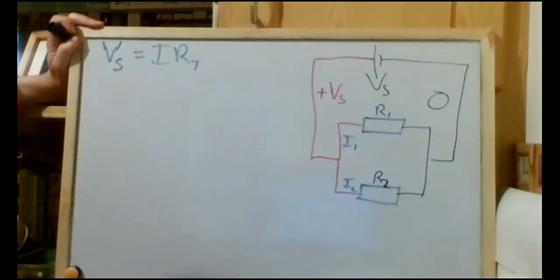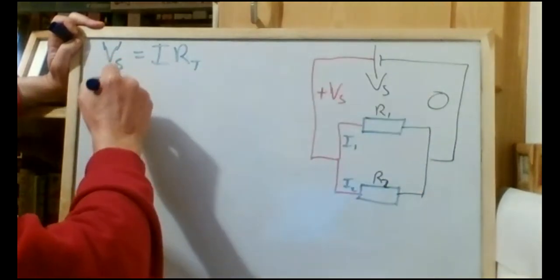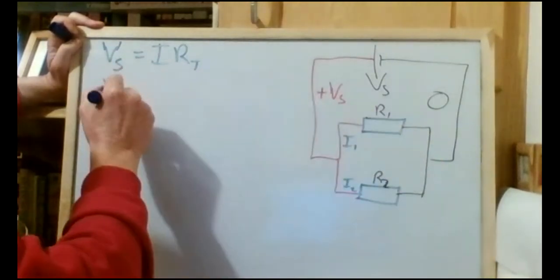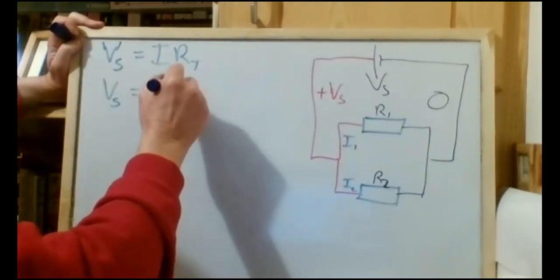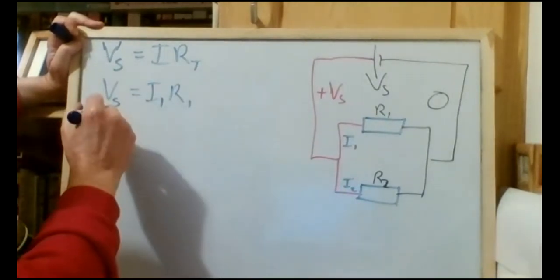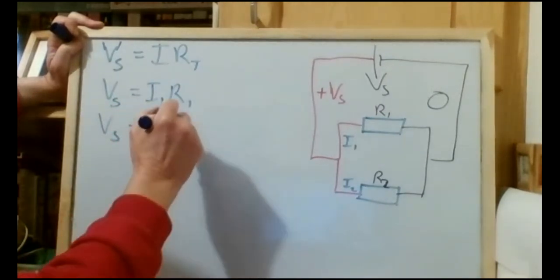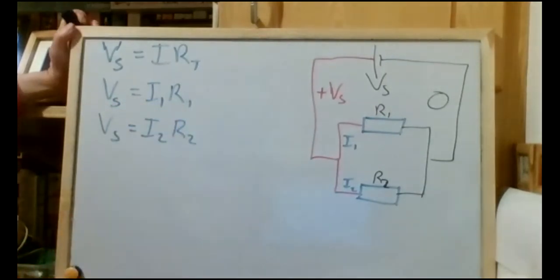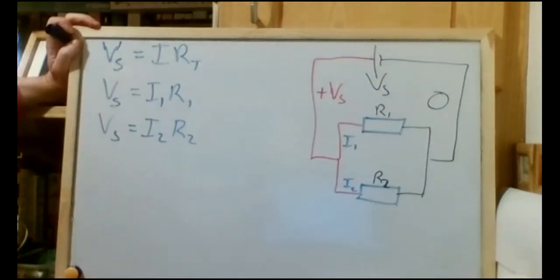And then we're going to apply Ohm's law to each of the individual resistors. Same principle as last time. So look at that resistor. The voltage across it is Vs again, and it's equal to I1 R1. And this resistor, the voltage across it is Vs, and that's equal to I2 times R2. You'll see we have Vs common there.